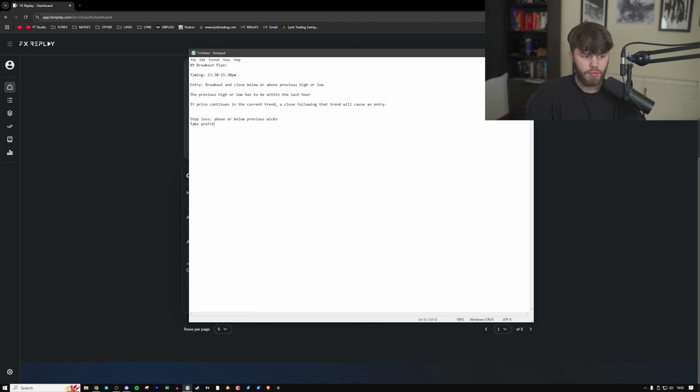And take profit. This is not that important to me for the testing, because usually when I'm testing, I would test a 1 to 1, a 1 to 2, a 1 to 3, a 1 to 4, and collect the data for all of those. But I usually just stick with a 1 to 2 risk to reward. So twice the size of the stop loss with a 1 to 2.